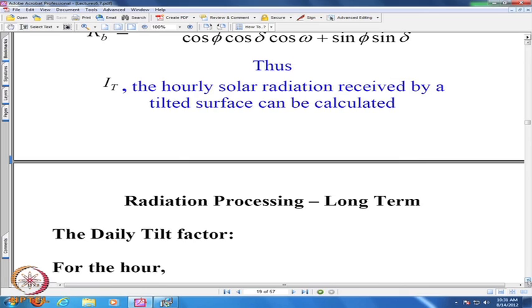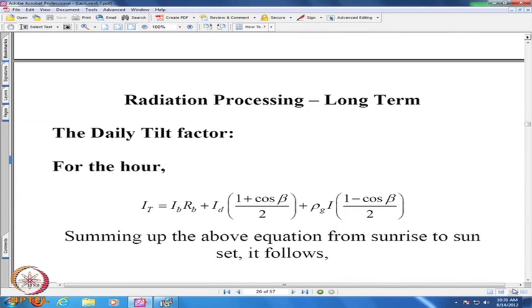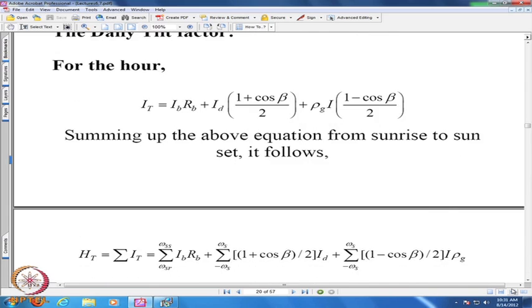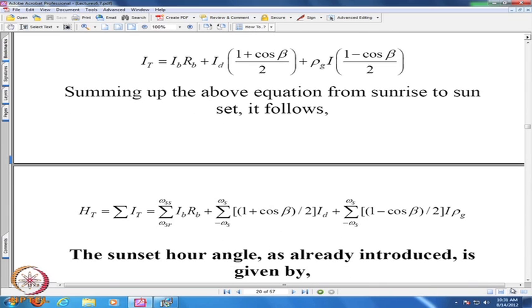Now, we will come to the radiation processing on a long term basis, which will be a day to start with. This is for the hour which we have already stated, and if we sum up from sunrise to sunset, this is what we will get, which we designate by H t, the solar radiation received by the tilted surface over the day, as the summation of the hourly components, which comprises the summation of the direct radiation plus the summation of the sky diffuse component plus the summation of the ground reflected component.